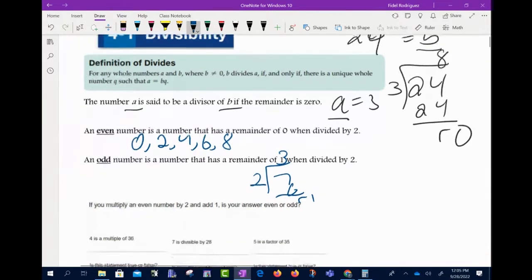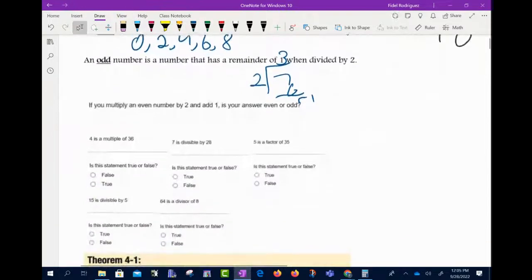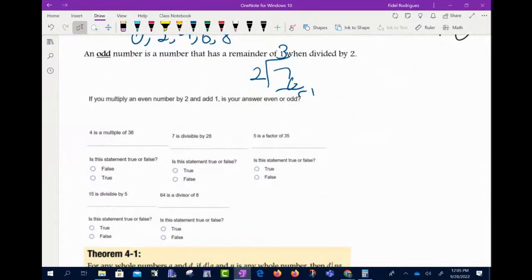So I'm going to go through a few problems that I have here. And it says, if you multiply an even number by 2, and then we add 1, is my answer going to be even or odd? So I want to think of a couple of even numbers, okay? So I'm going to think of, say, the number 6. I'm going to think of another number, maybe not 18, because I don't want it to be a multiple of 6. So let's pick another even number that's not a multiple of 6. Say, 28.